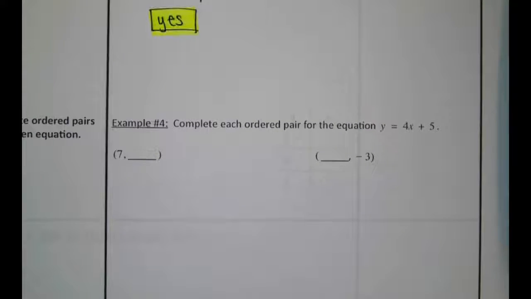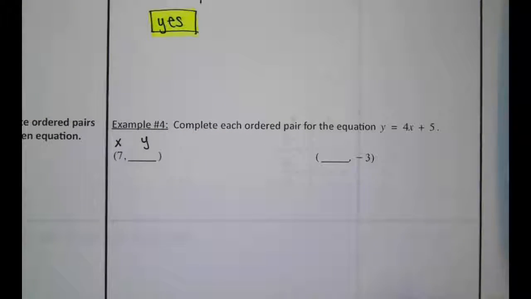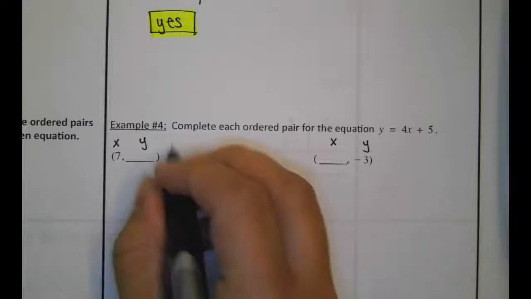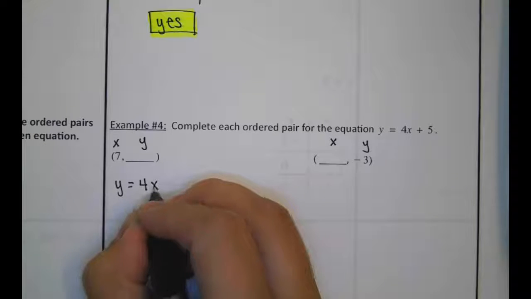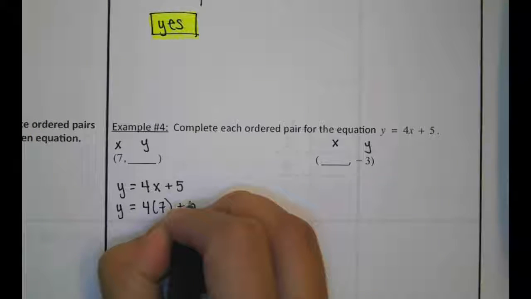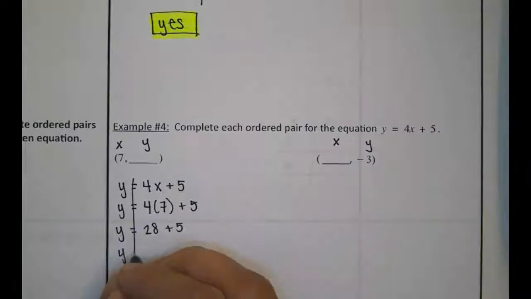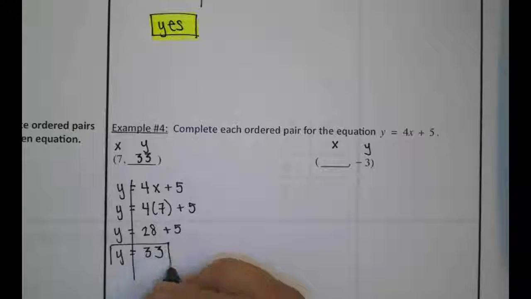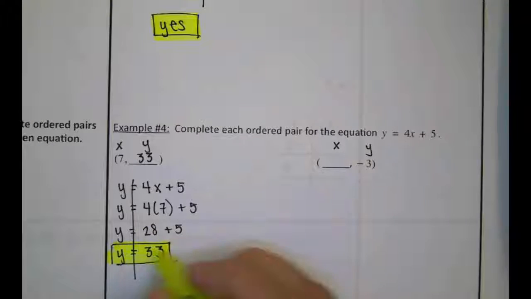Alright, example number 4. This is similar to the previous problem, except that we're only given one of the variables. In the first example, we're given x, and we're asked to solve for y. So we'll do this example in class. I've got y equals 4x plus 5, I'm going to replace x with 7. So y equals 28 plus 5, y equals 33. Alright, and once again, we'll do the other one in class.